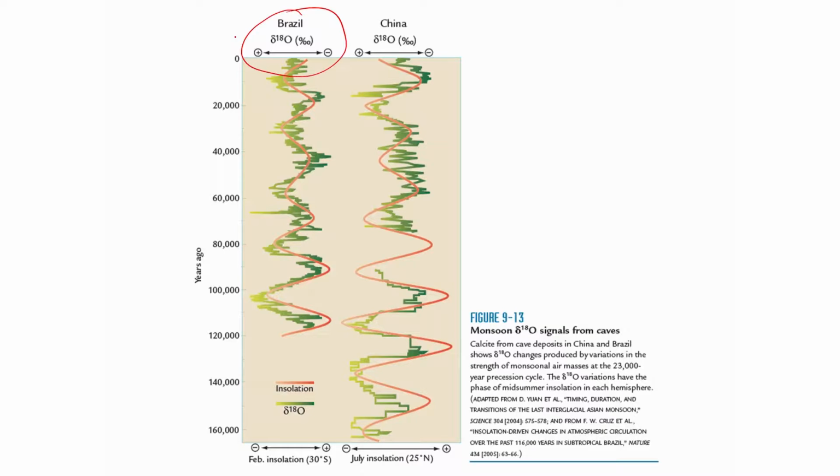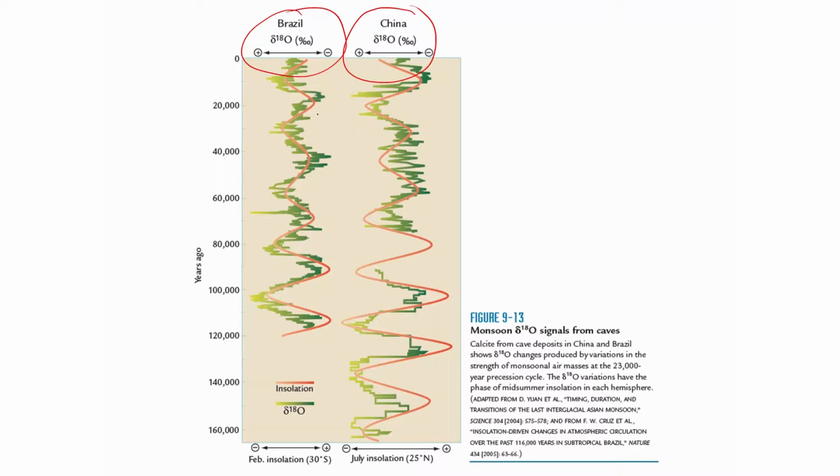For example, this is the signature in delta 018 from monsoon changes over Brazil, and this is the delta 018 signature from monsoon changes over China, the so-called broader Asian monsoon. We do not only have Indian monsoon, but there is also an Asian monsoon, as we saw in the map that showed the main monsoon regions.